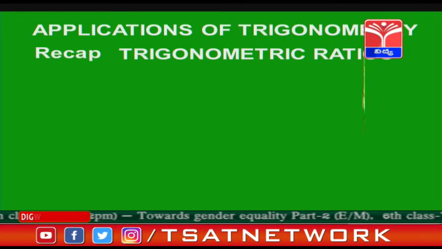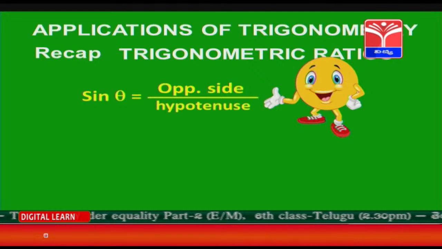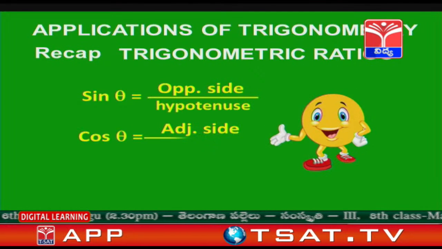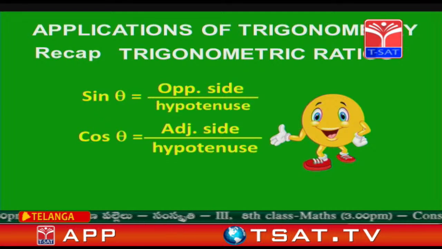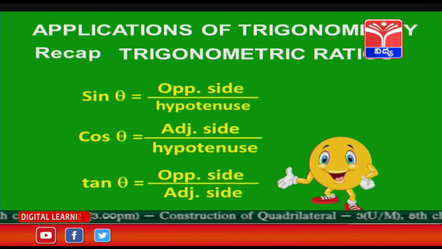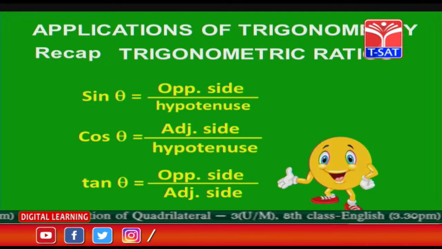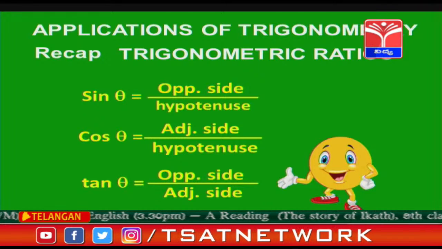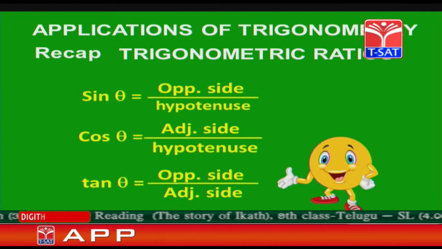See, we have sin theta is equal to opposite side by hypotenuse, cos theta is equal to adjacent side by hypotenuse, tan theta is equal to opposite side by adjacent side. So, these 3 trigonometric ratios are going to play a major role in the applications of trigonometry.